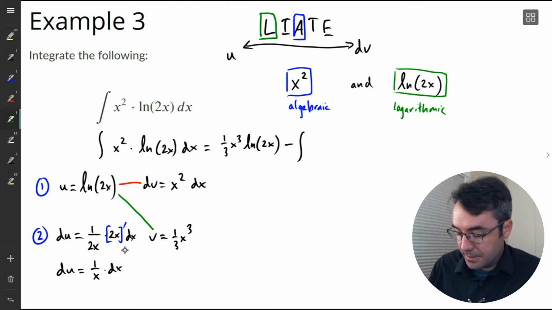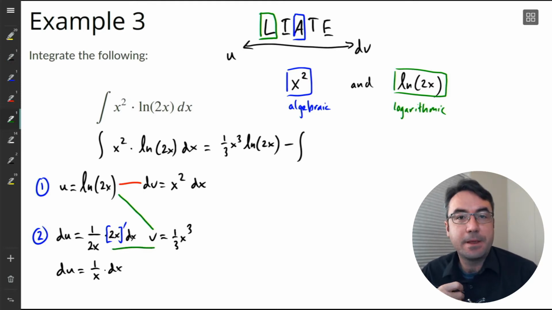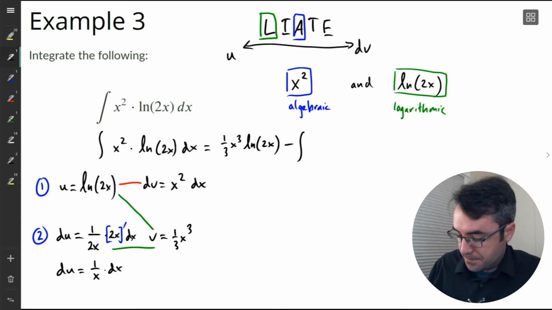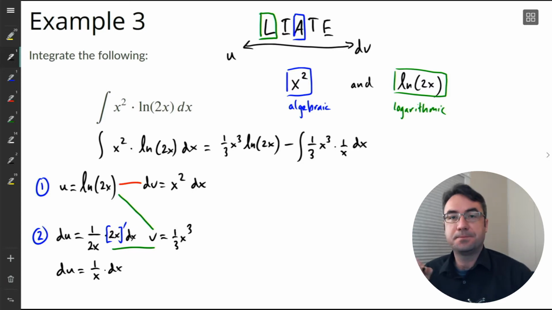v times du. So that's the integration by parts formula. The integral we want to calculate is equal to u times v minus the integral of v times du. So v was 1/3 x cubed, and then du was 1 over x dx.